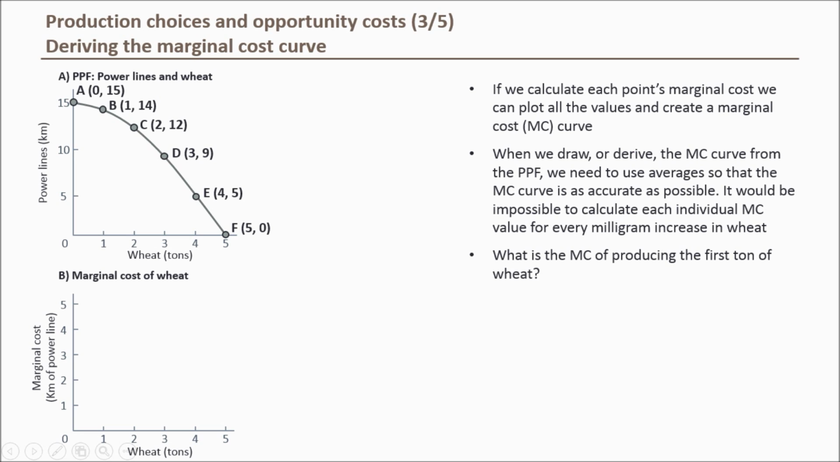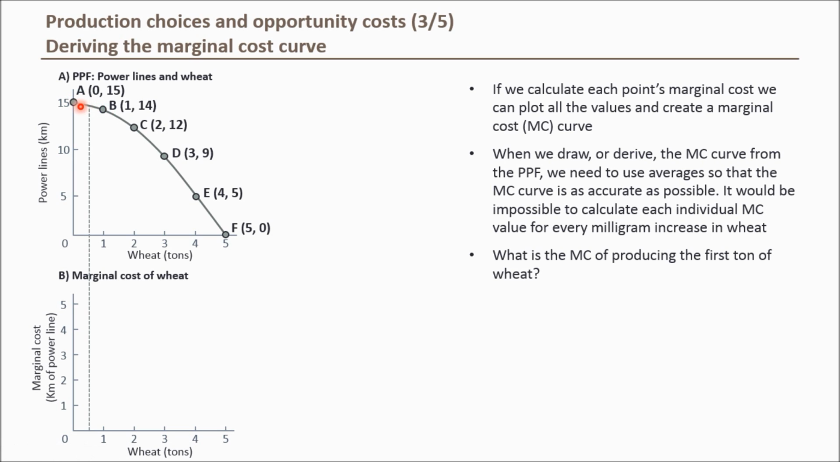Another way of understanding why we use averages is by looking at the slope of the curve. Remember, the slope of the PPF curve equals the marginal cost at that point. Because there are an infinite amount of points on the PPF, there are an infinite amount of different gradients because the PPF is not a straight line. So instead of calculating every single different gradient, we simply take the average slope between the points for which we have information, those being points A to F on the PPF. So let's use these points to plot our marginal cost curve.